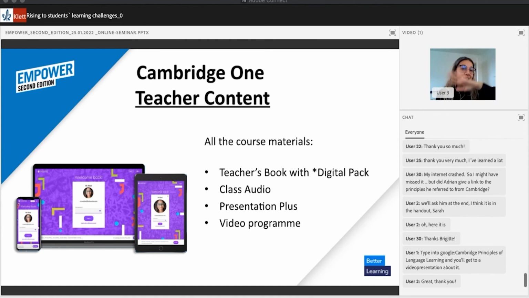What the teachers get: all the materials. So they get the teacher's book, and if you purchase the teacher's book, the coding side will give you access to the digital pack, the class audio, and you will need to request Presentation Plus separately. And you also have the video program included in the teacher's resources.